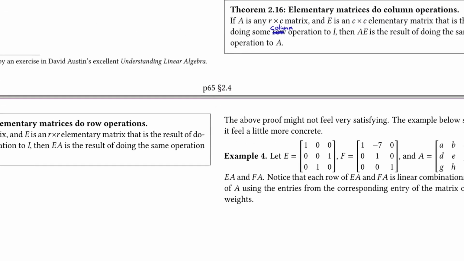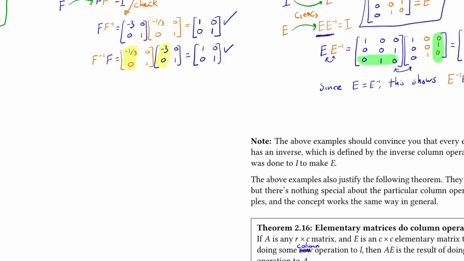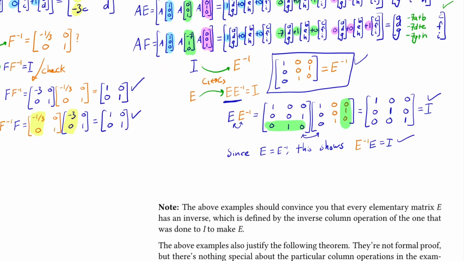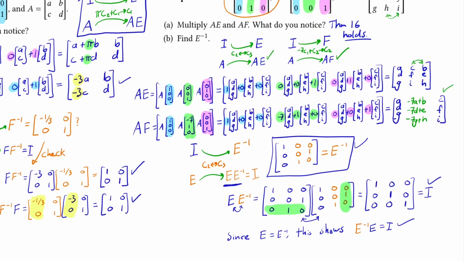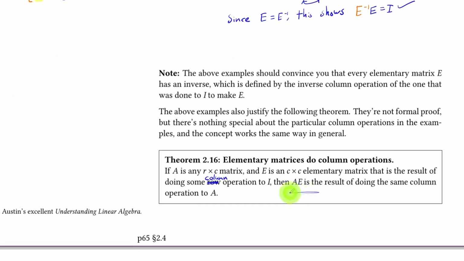All right, welcome back. So theorem 2.16, we're not going to do a proof of it here. There's a proof in the textbook if you want, but really to see why this works, I think you just need to see examples like we just did to see how the columns of the elementary matrix, when you multiply that on the right, are doing a similar linear combination of the columns of the matrix A on the left. And that results in that column operation being done to A.